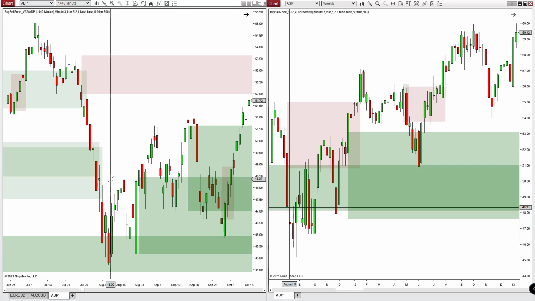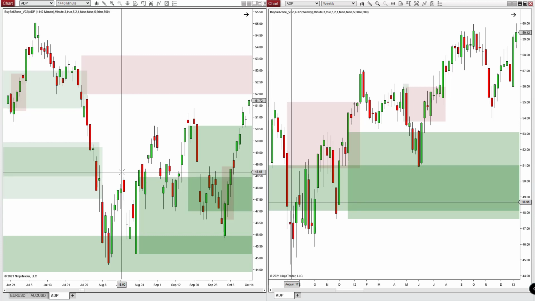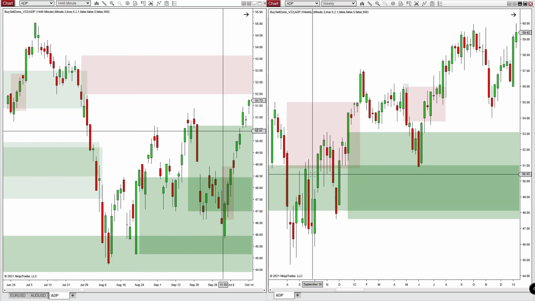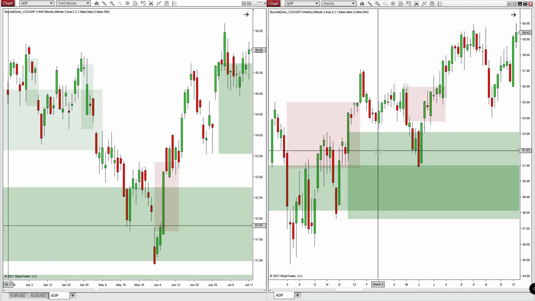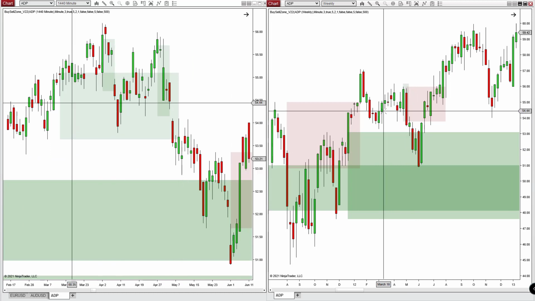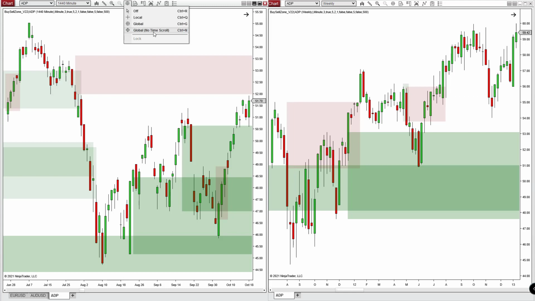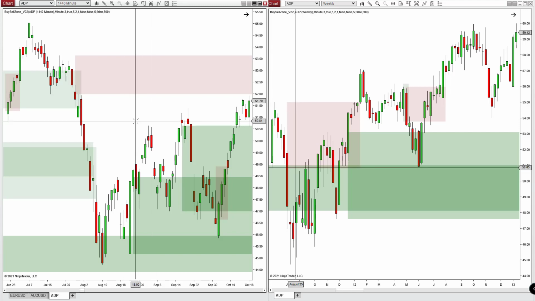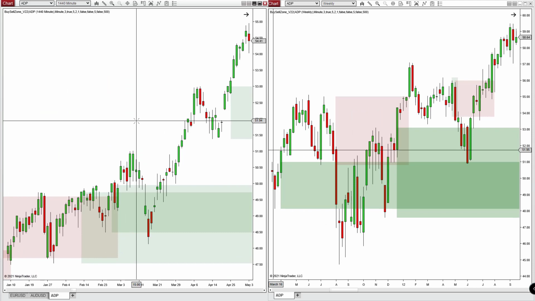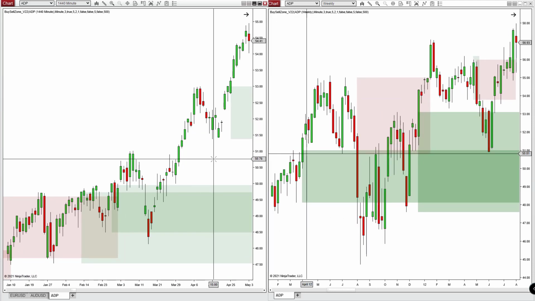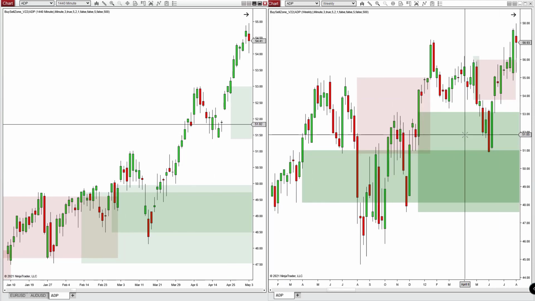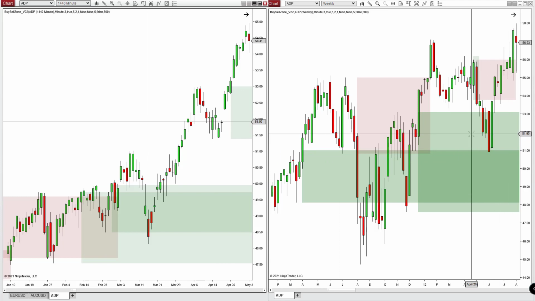Now that's great to be able to see where you are on both charts at all times. However, it can be a little frustrating if I come over here to my weekly. You can see my daily moves sometimes too fast, and I may not want that. So one option would be to use the global no time scroll. So now if I scroll on my daily, the weekly moves. However, if I come over to my weekly, now my daily doesn't move. It's personal preference, it really doesn't matter.